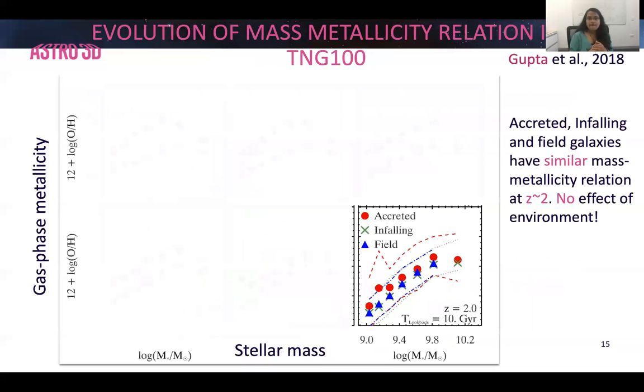So what does the mass metallicity relation of these three samples look like at redshift of 2? At redshift of 2, all three samples, the accreted galaxies, galaxies which live in the dense cluster potential, infalling galaxies which are outside the cluster potential but will be accreted at a later stage, and the field galaxies, all of them have a similar mass metallicity relation. That is, at redshift of 2, there is not really any effect of environment on the mass metallicity relation.